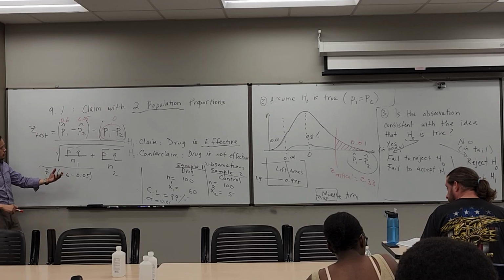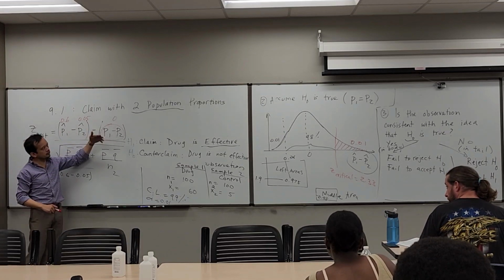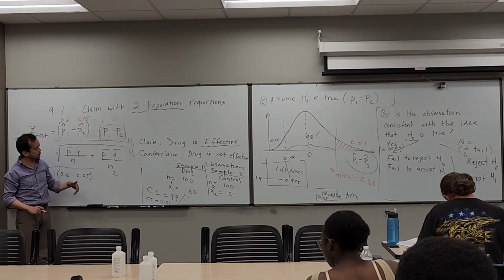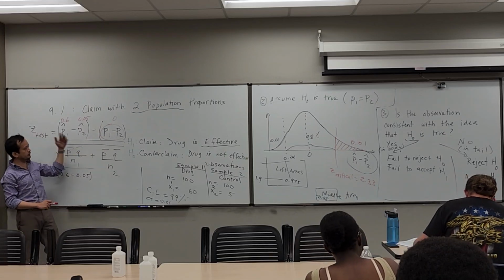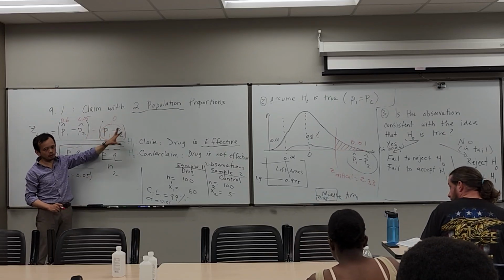So when you're dealing with a hypothesis claim with two population proportions, the formula for the z-test, this second part of the numerator will always be 0.